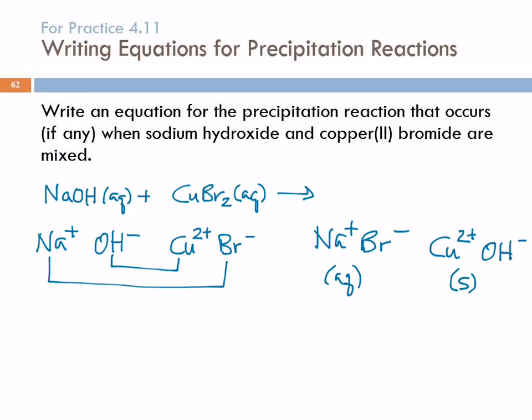So we do have to finish this out. So sodium bromide, +1 and -1. So we just need one of each. That's going to be aqueous. And Cu2+ and OH-, we're going to have 2 hydroxides for the 1 copper, and that's going to be a solid. Then what do we have to do? Balance the equation.